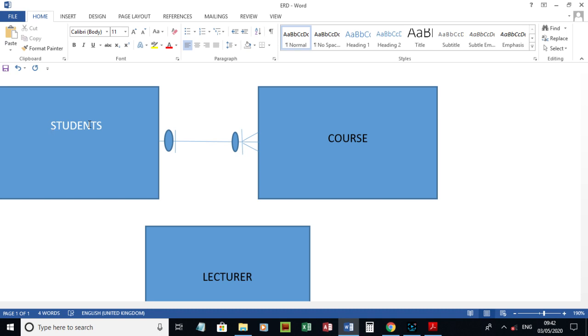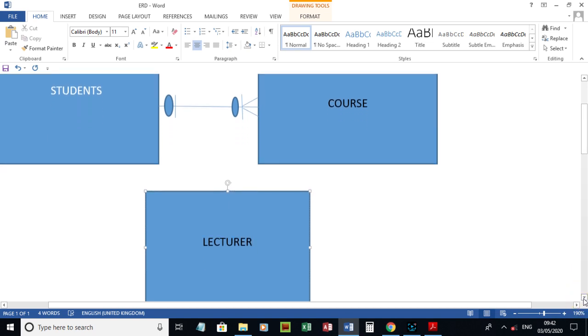Okay? We will interpret it. Then what is the relationship that must exist between students and course, or course and lecturer?